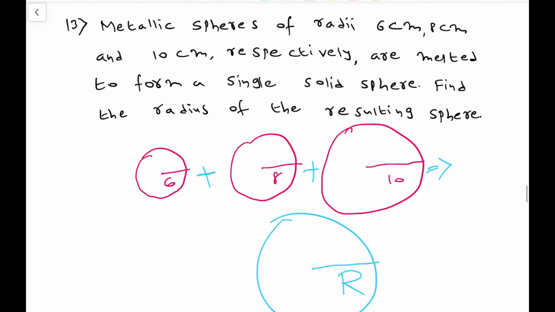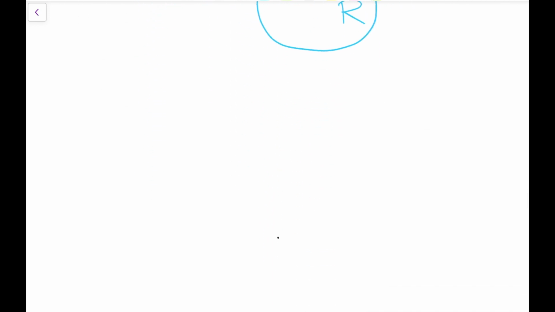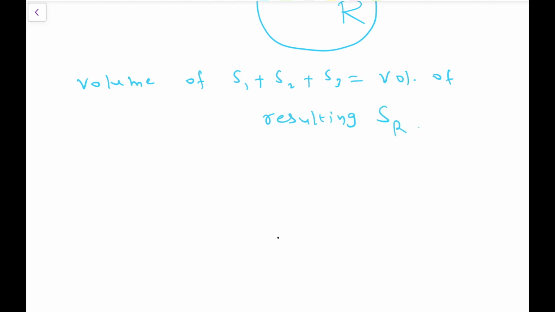Just now I said that if one shape is forming into another shape, obviously the volumes will be equal, right? But in this case 3 spheres are forming one, so the volume of the 3 spheres is equal to the volume of the bigger sphere. Volume of sphere 1 plus sphere 2 plus sphere 3 equals the volume of the resulting sphere, that is capital R.